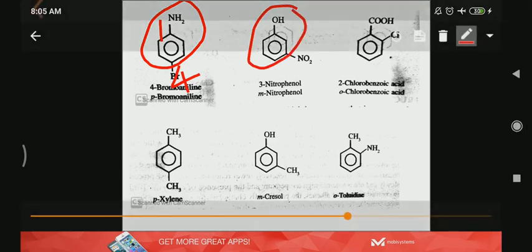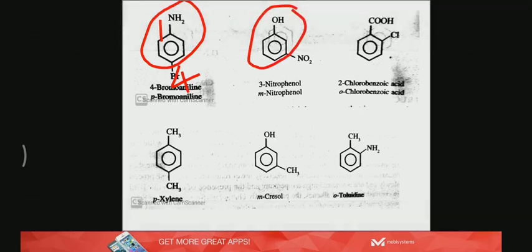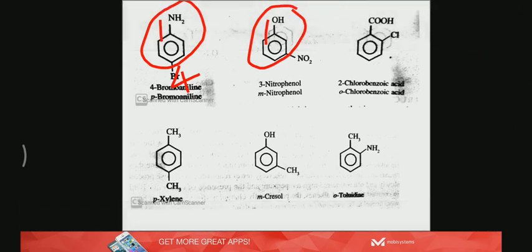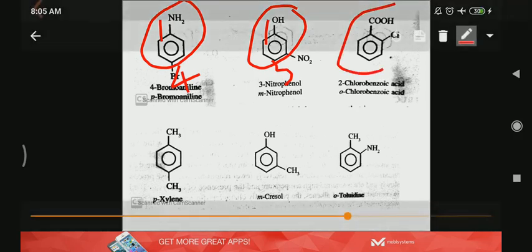So the name is phenol, so that OH gets position 1 and NO2 gets position 3 in clockwise numbering. When you number a ring, there are two options, clockwise or anti-clockwise. Number in such a way that the other substituent gets the lower number. So what's the name? 3-nitrophenol or meta-nitrophenol.